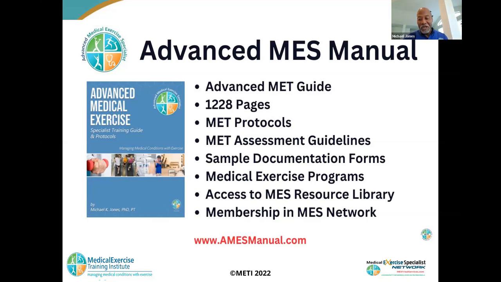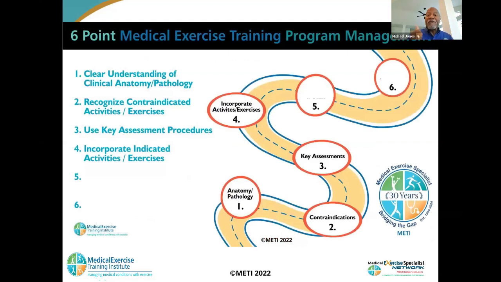Let me keep talking about this 6-point program. The 4th item on the 6-point program is incorporation of indicated activities and exercises. These are the good things. This is the stuff you want to do with the client to improve their strength, their flexibility, their balance, their function, their stability. So these are the things that are essential.